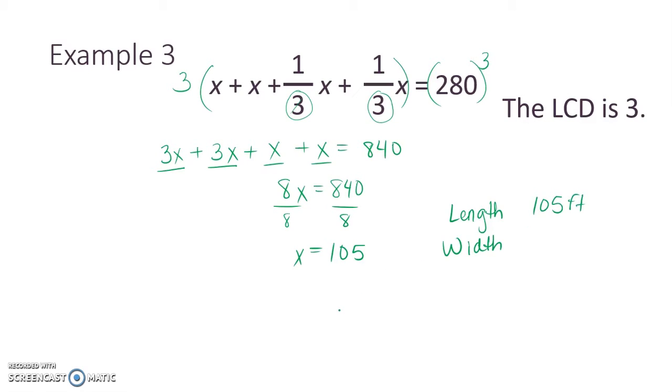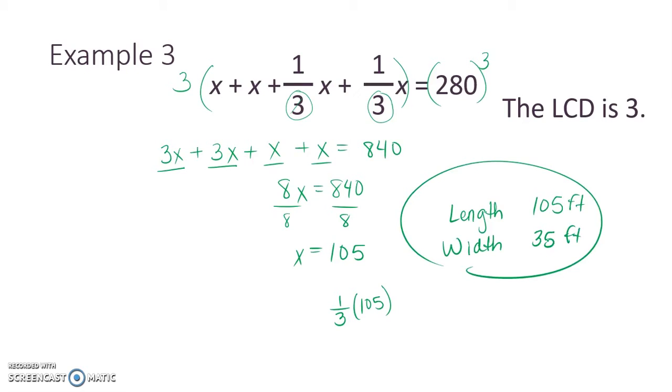And then we have to figure out, well, what's the width? Well, we said the width was 1/3 x, or 1/3 of the length, which is 105. So 1/3 times 105 will give us 35 feet. So we have a length of 105 feet and a width of 35 feet.